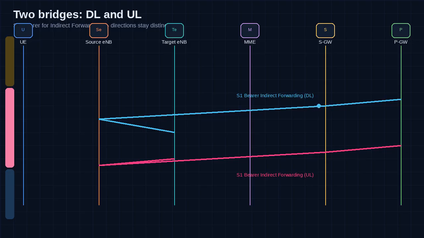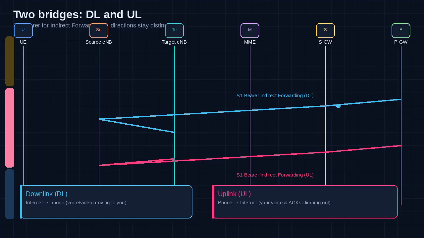Uplink is the opposite direction. Your voice and acknowledgments climbing toward the internet. The UL forwarding path keeps that climb coherent while ownership of the radio edge is changing, so the core does not see a mysterious new stream with no continuity to the old one. Color and arrow direction matter here. If you collapse DL and UL into a single vague data path, you miss why mobile cores carefully maintain separate tunnel state per direction. Congestion, buffering, and sequence handling are not symmetric. So when you read the execution diagram, read two bridges, not one. Same idea, temporary continuity, applied in both directions along the S1 user plane.